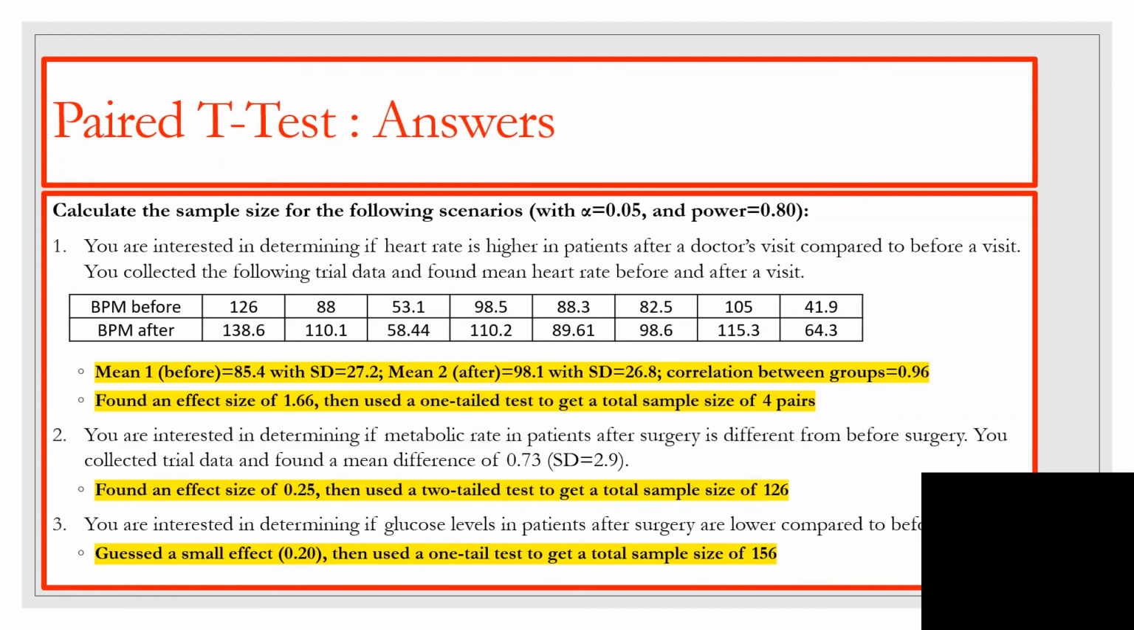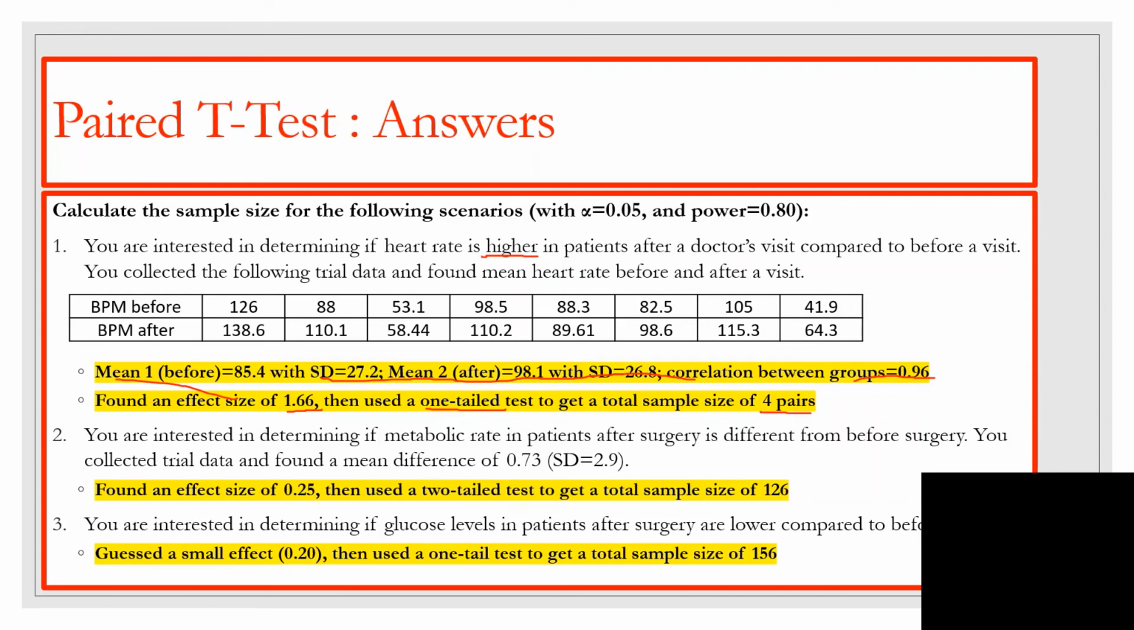For the first, on heart rate, we're given information in raw data form, so we can get means, standard deviations, and also correlation. We have a very high correlation between the two of them. To get an effect size of 1.66, and since I'm looking about higher, I'll use a one-tailed test to get a sample size of 4 pairs.